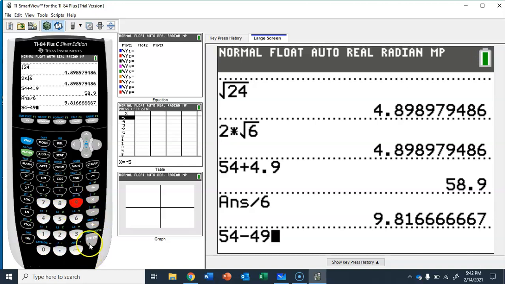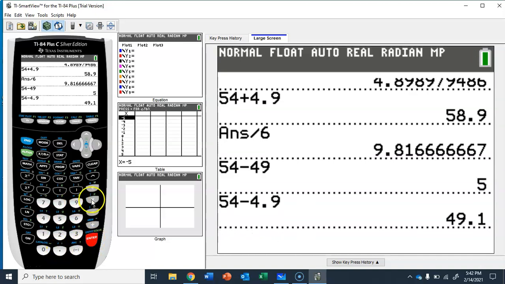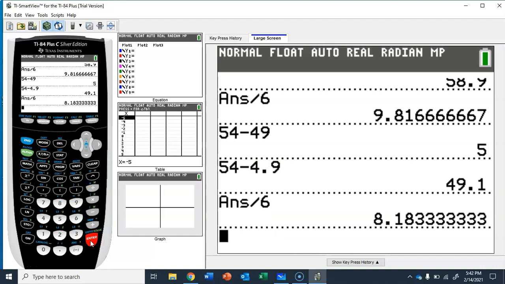The other one is 54 minus 4.9. Oh no, 54 minus 4.9. I missed the decimal. Then divide by 6. 8.18. Okay, so one is at 9.8, one's at 8.1 or 8.2. All right, there we go. Those are your two x-intercepts here and here.